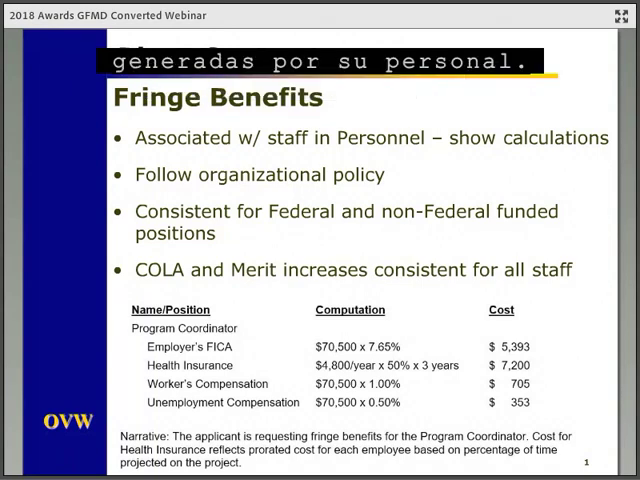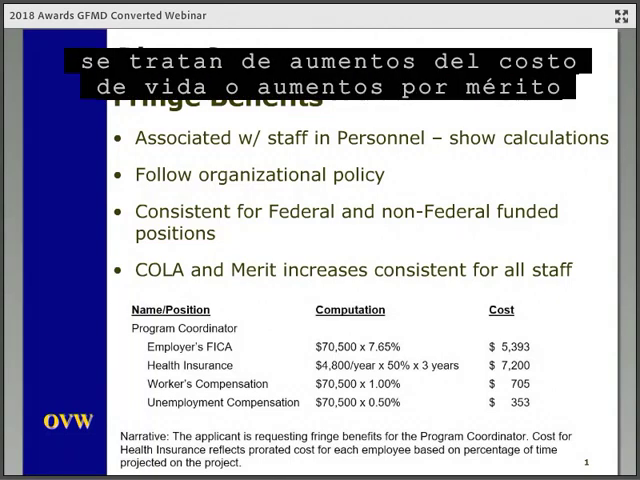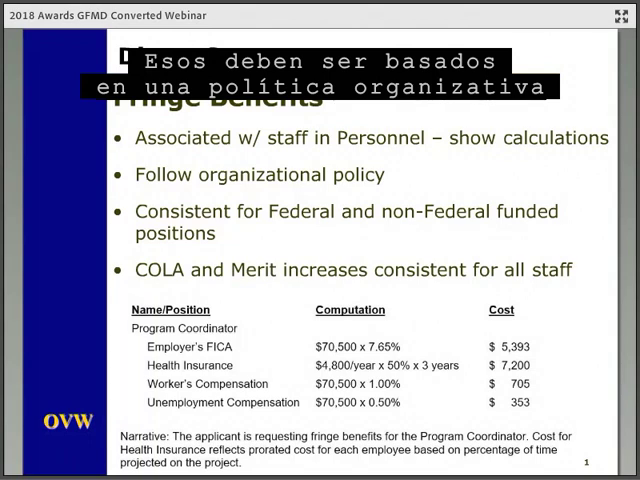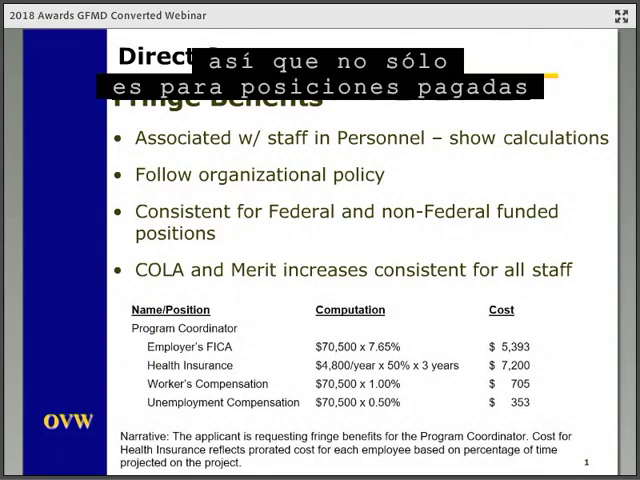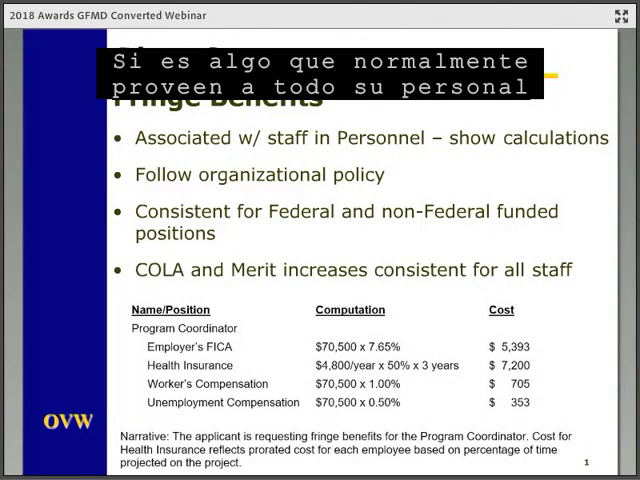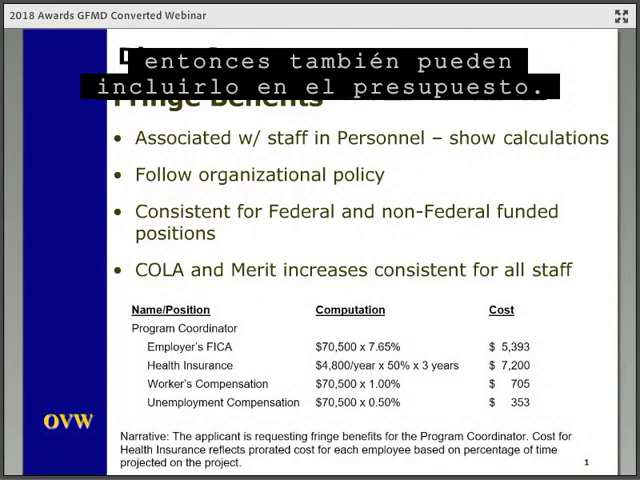And last on this topic, some other questions we get are about cost of living increases or merit increases and whether or not they're allowable. Those should be based on an organizational policy and applicable across the organization, so not just for positions funded with federal grant dollars. So if it's something that you normally provide for all staff in accordance with your internal policies, then you can include it in the budget as well.